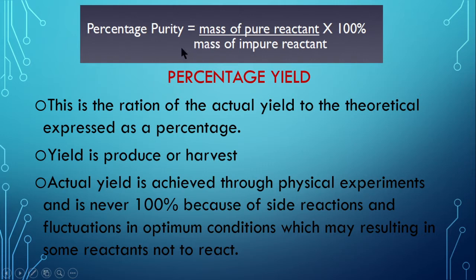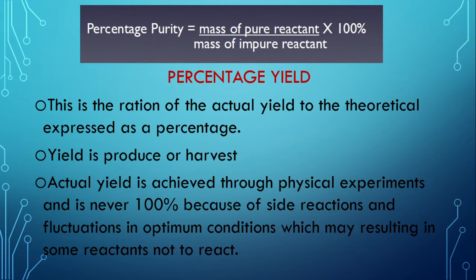We have ended here with percentage purity. I skipped to percentage yield. This is the ratio of the actual yield to the theoretical yield expressed as a percentage. Yield, of course, is produce or harvest. A yield is a product, a produce, or a harvest.